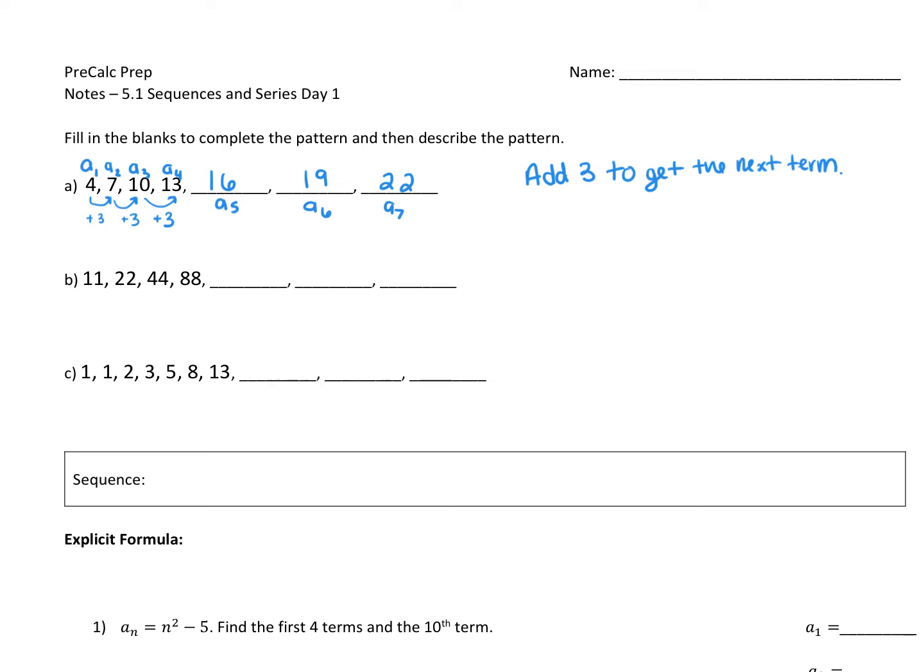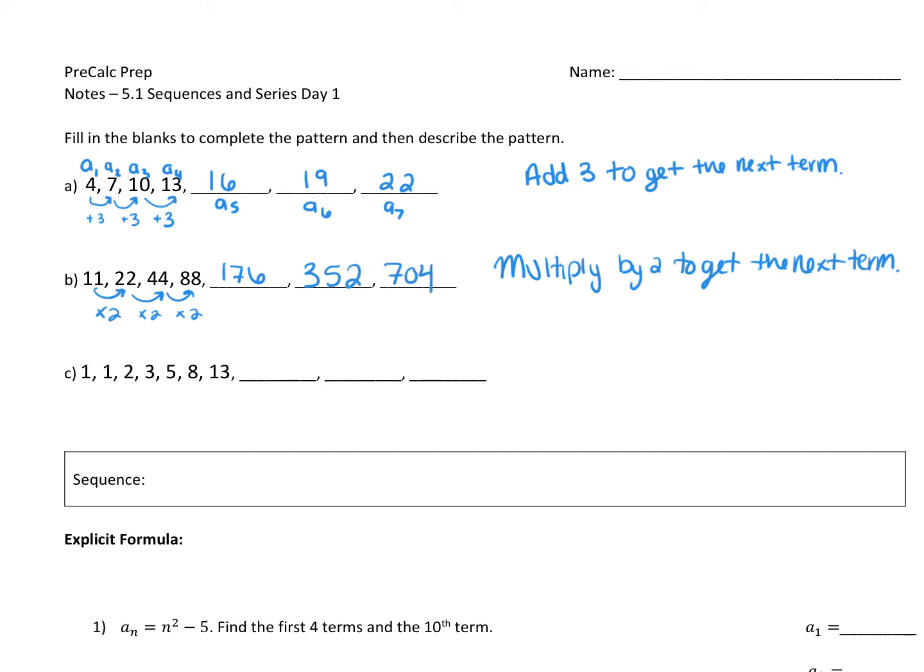Now if we look at the second one, I'm going from 11 to 22 to 44 to 88. To do that, I am multiplying by 2. So 88 times 2 is 176. 176 times 2 is 352. And 352 times 2 is 704.